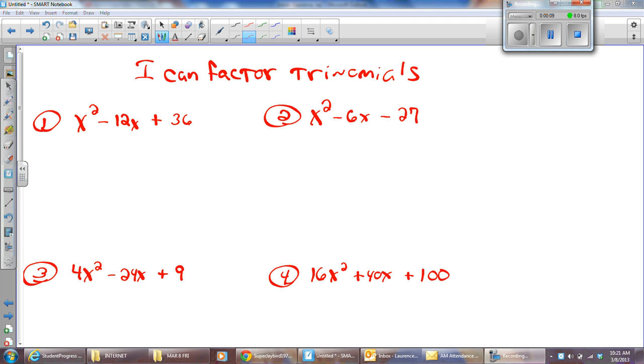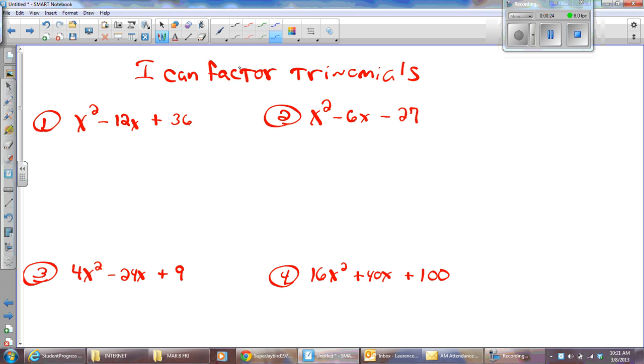Mr. Lawrence here with your flipped lesson, and we're going to go over some factoring trinomial problems. There are three different types of trinomials we know how to do. One type where the lead coefficient is 1. Another type where we have a perfect square trinomial. And the third type where it's neither of those, and we turn it into a grouping problem. So let's get down to it.